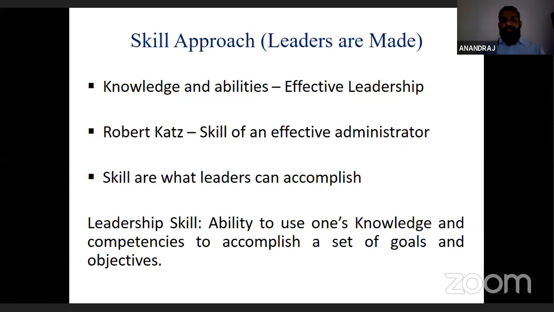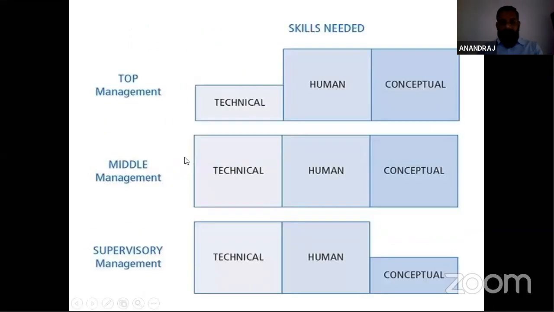Robert Katz has written a paper called The Skill of an Effective Administrator. He has given a framework for how, in an organization, different sets of people, at the top level, middle level, and administrative level, need different skill sets. This is the final draft that Robert Katz has given. In an organization, top-level, middle-level, and supervisory-level leaders should have this kind of skill set. We start from the bottom level, supervisory management.